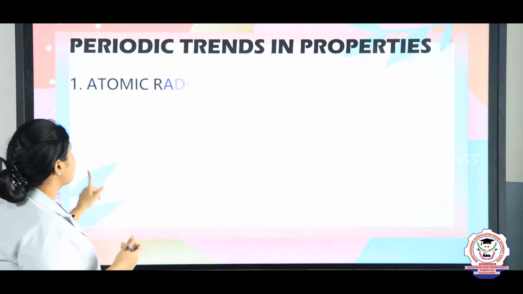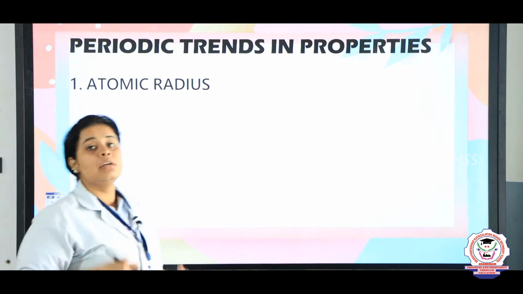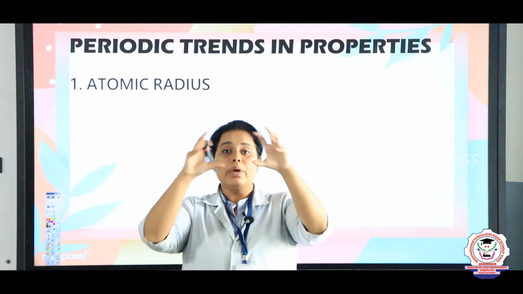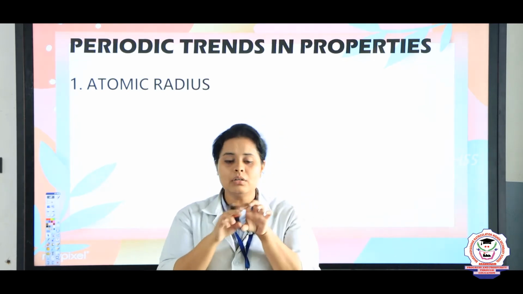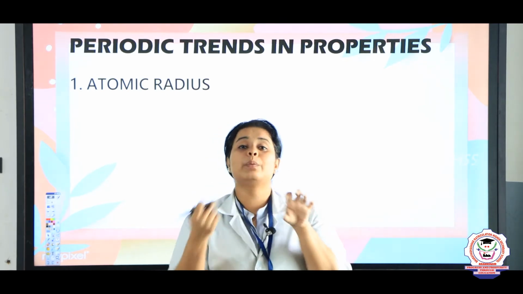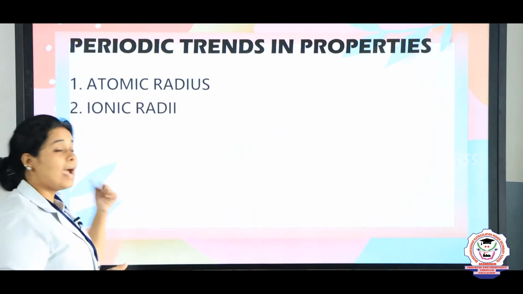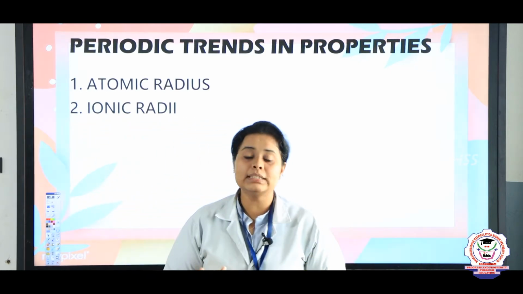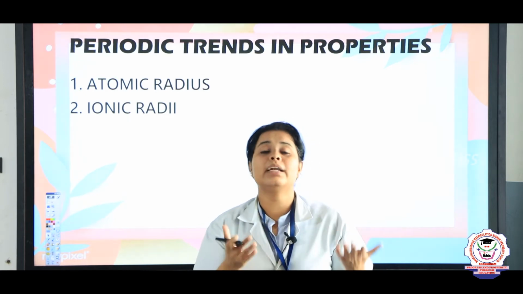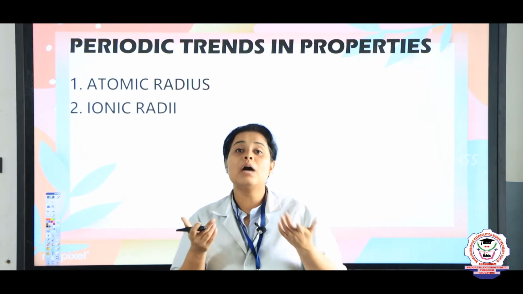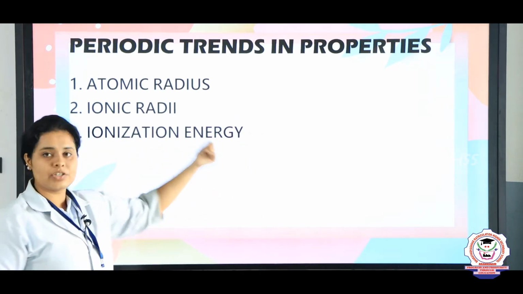The first periodic trend which we are going to see is atomic radius. Here we are going to see how, when two atoms are coming together or are near each other, the distance between those particles is determined. Later on is the ionic radii. Ionic radii means when an atom removes or adds an electron and becomes a charged particle, how the radius will vary.